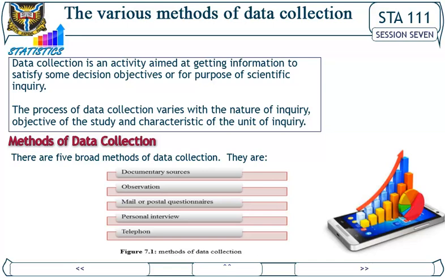Methods of data collection. Data collection is an activity aimed at getting information to satisfy some decision objectives or for purpose of scientific inquiry. The process of data collection varies with the nature of inquiry, objective of the study, and characteristic of the unit of inquiry. There are 5 broad methods of data collection. They are documentary sources, observation, mail or postal questionnaires, personal interview, and telephone.